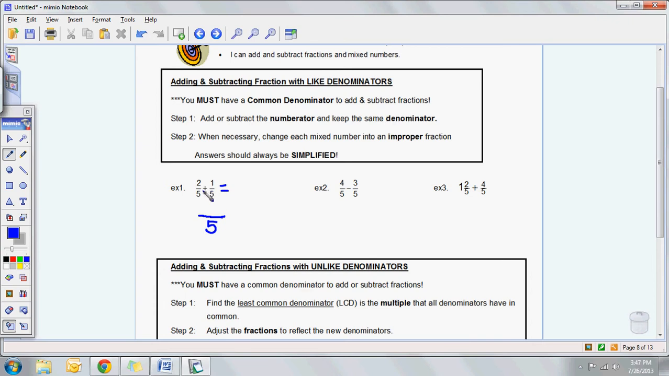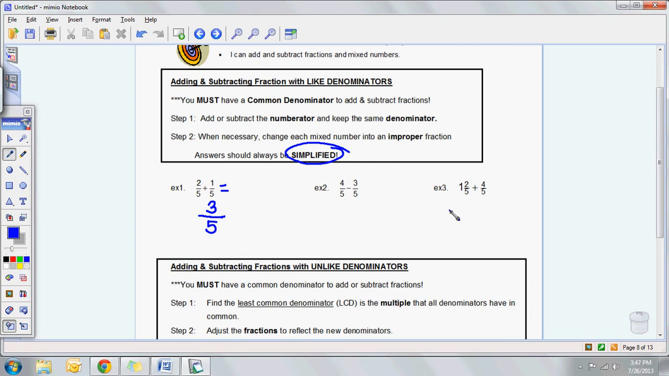And then whatever operation it is, we're going to do that to the tops, or the numerators. So 2 plus 1 gives us 3. And then this is so important. You have to remember to simplify always, always at the end. So is there anything I can divide by 3 and 5? There's not, so that's our final answer. Okay, let's skip this one for now and move on to this last one.